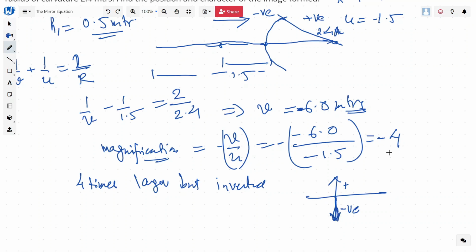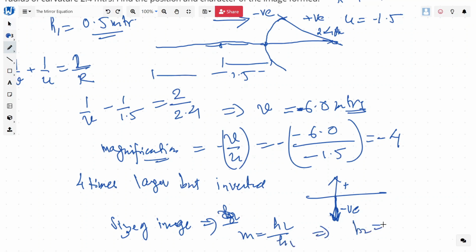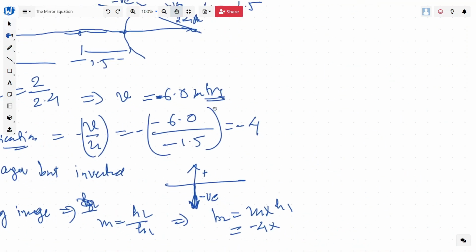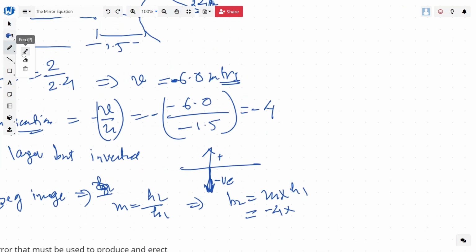Okay, so with this magnification, now we can calculate the size of the image. The size of the image is nothing but h2. You can write m is equal to h2 by h1, and h2 is going to be m into h1, and m is minus 4 into the height of the object, 0.5 meters. Okay, so minus 4 into 0.5, and that is going to be equal to negative. So it's going to be 4 times, but in the negative direction. Now let's move to the next problem.